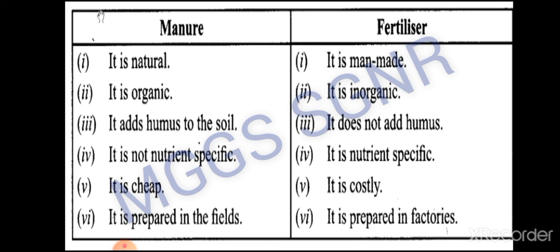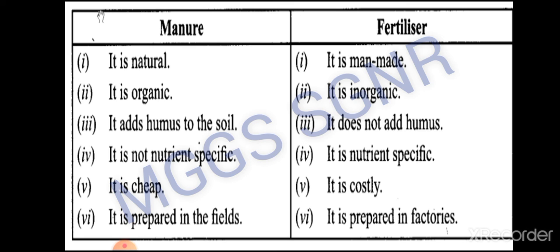While adding manure to the soil during cultivation of the crops, we are not specific that we are adding nitrogen only, phosphorus only, potassium only, or urea only. We are not specific. But while adding fertilizers, we are specific. So manure is not nutrient specific, but fertilizer is nutrient specific.